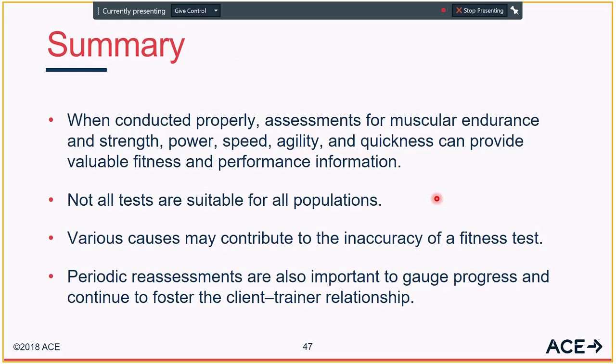And I'll have a couple examples on our end of the program exam. But that's it. That's chapter 8.